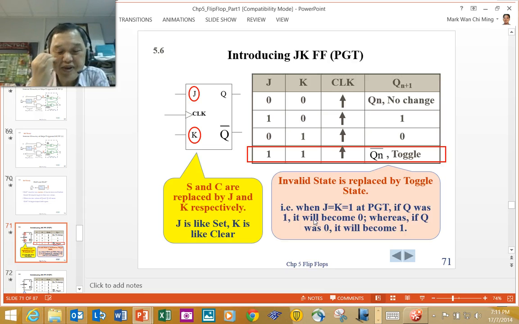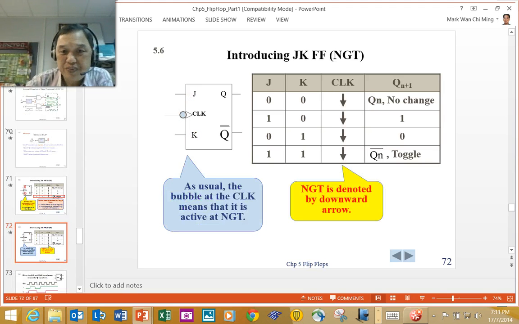JK flip flop is a good friend. JK flip flop is a very important topic, right? Important device. You can see a triangle. This is a pulse trigger. 0 0, output no change. 1 and 0, output changes to 1. 0 and 1, output changes to 0. When they have a 1 and a 1, the output will toggle. That means 0 will change to 1, 1 will change to 0. This same thing happens again, but here the clock is a negative trigger. The output also follows the JK condition.